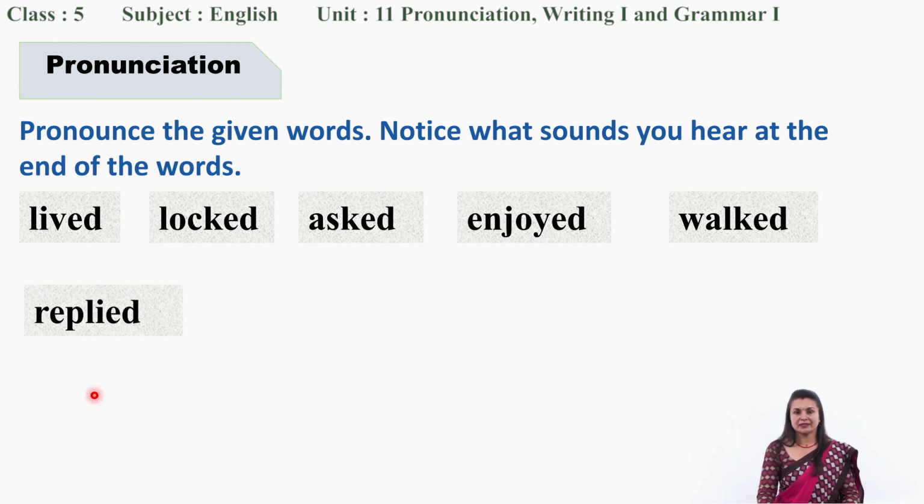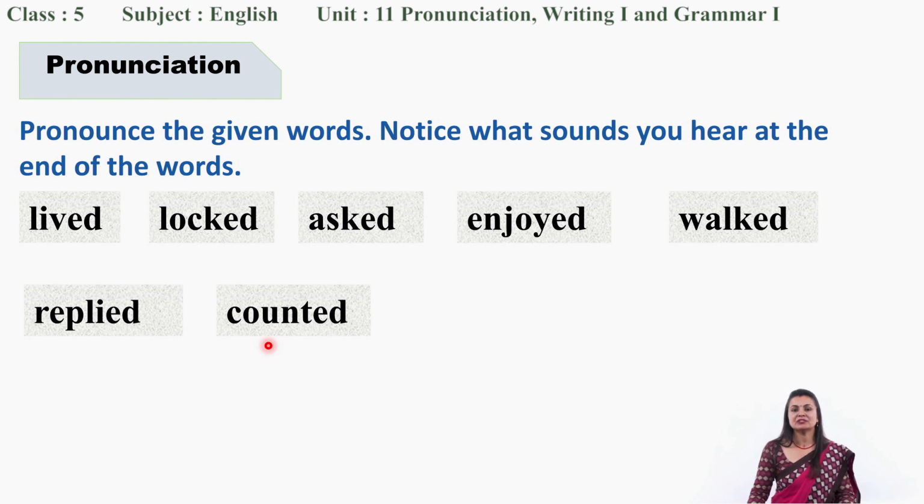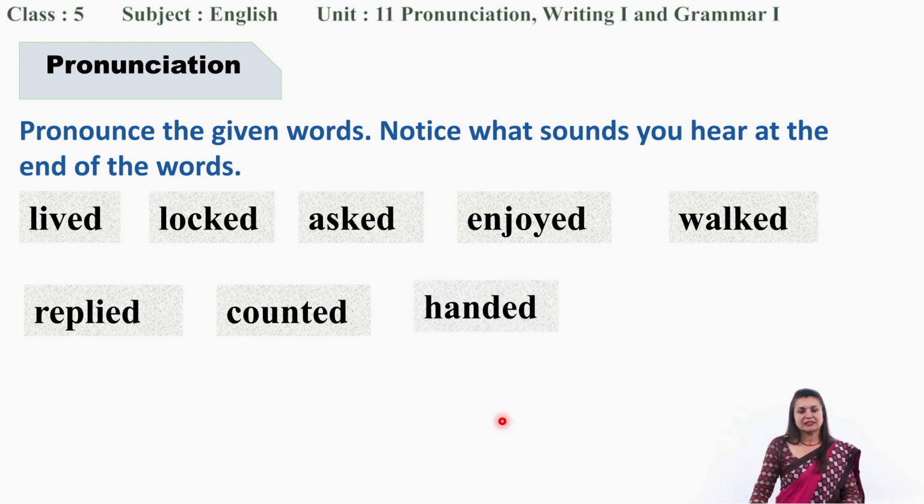Replied. How do you say it? I hope that you can also say something. Yes. How do you say it? Replied. That's great. You caught this one. Replied. Okay, all of you repeat. Replied. Now let's see another word. What is the other word here? Counted. Say it once again. Counted. It has the id sound at the end. Counted. That's great. The next one.